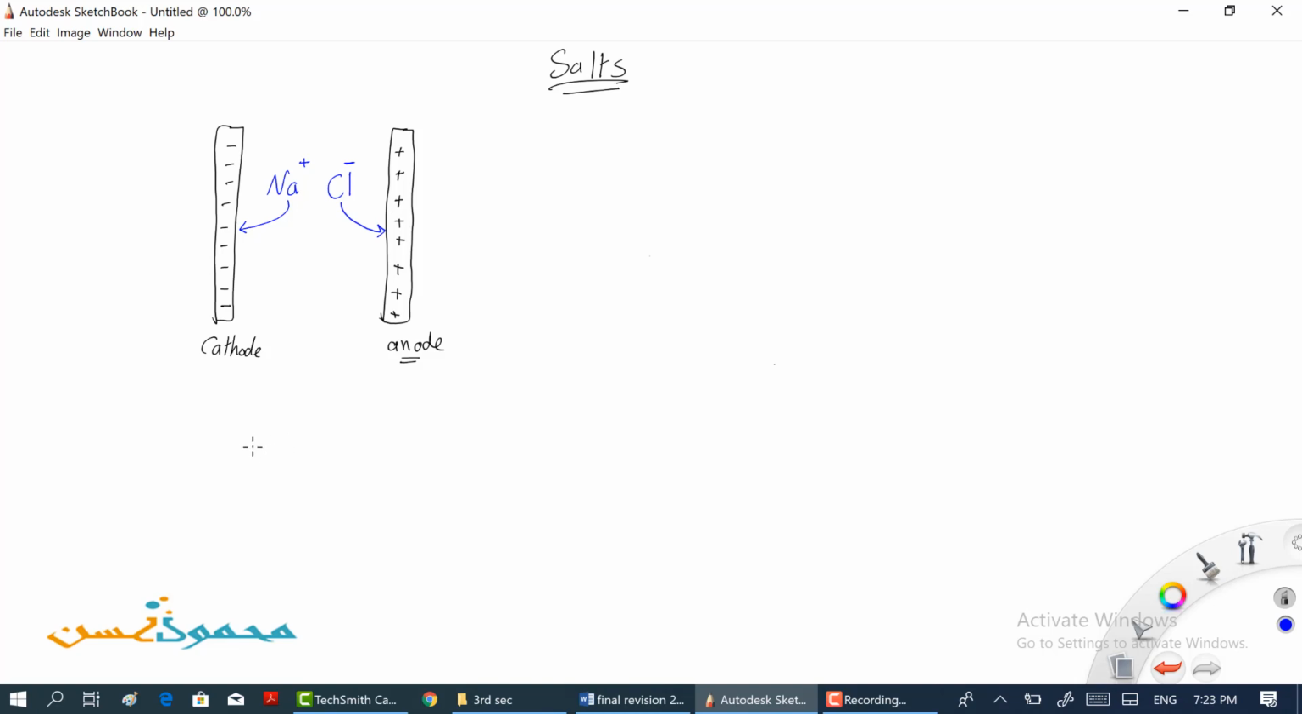So from this we can say that NaCl has a positive ion and this negative ion. Since this ion is directed to the cathode, it's called the cation, and the negative ion directed toward the positive pole, the anode, is called anion.